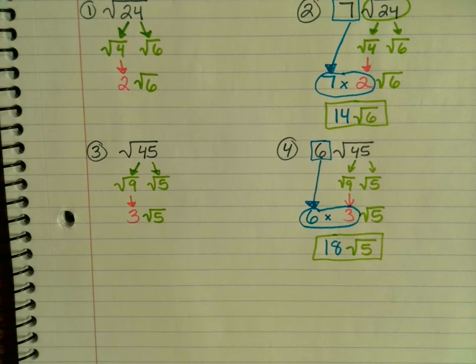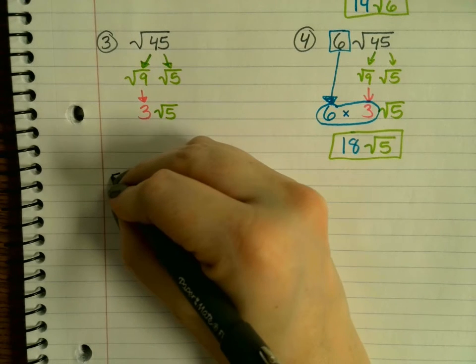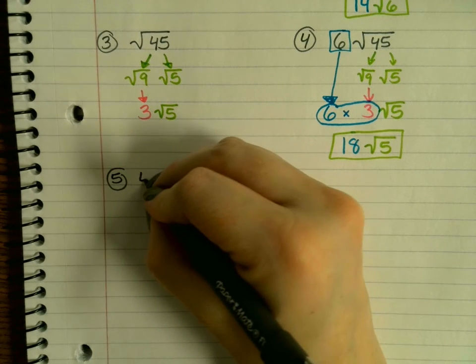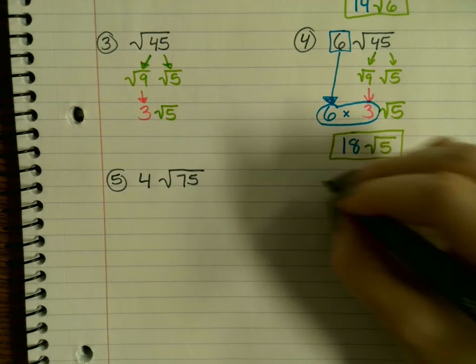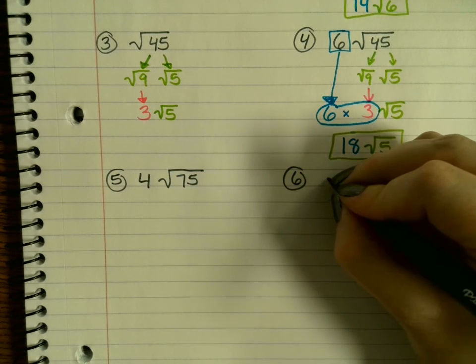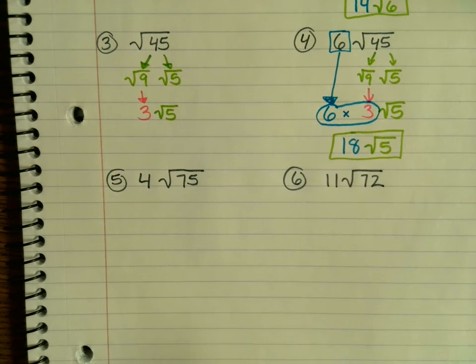Okay, I want you guys to go ahead and try 2 problems on your own. We'll have 4 square root of 75. And we'll have 11 square roots of 72. 4 square roots of 75 and 11 square roots of 72. Try those ones on your own.